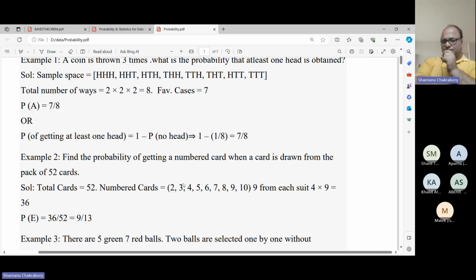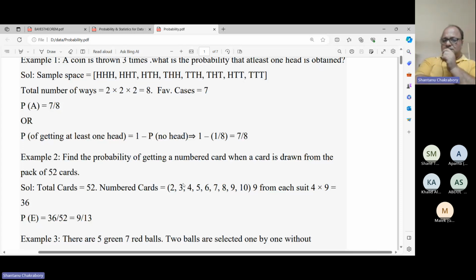Are you getting it? Is it clear? Why do we get 9 by 13? What is the sample space here? 52 cards. What is the event space here? 36. Why 36? Because there are 4 suits, and for each suit, 9 numbered cards. 9 into 4 is 36. So we divide 36 by 52, and we get the probability 9 by 13.